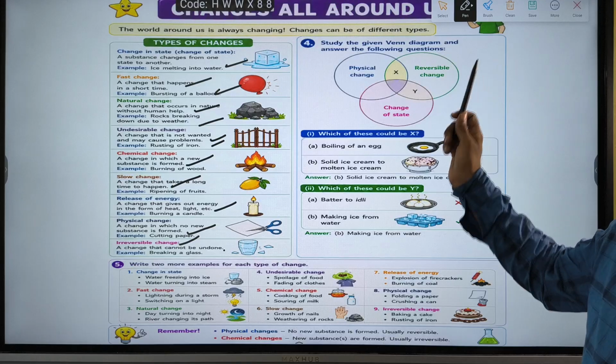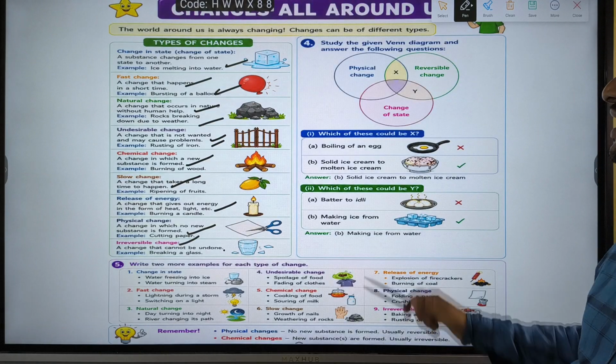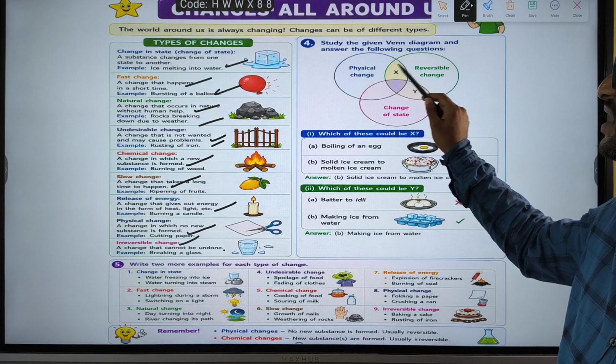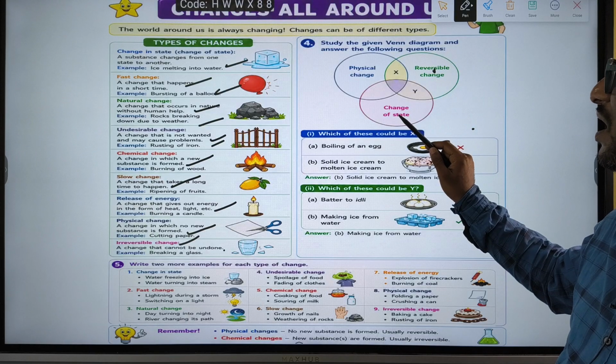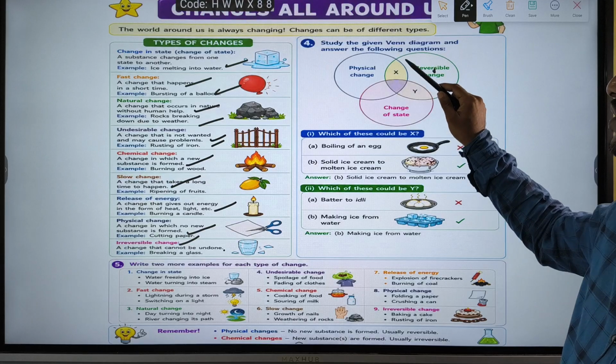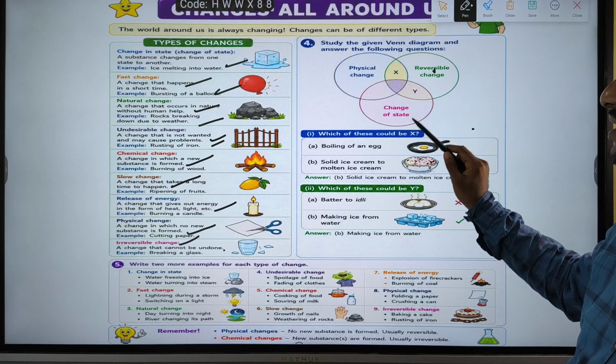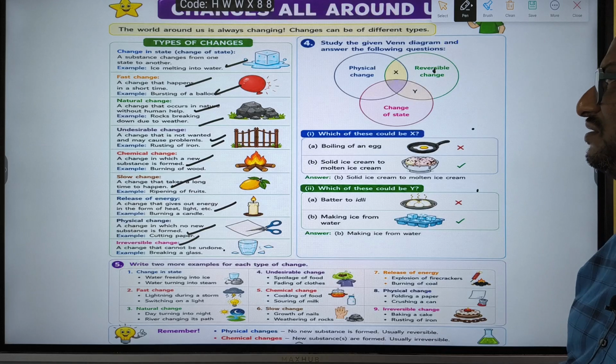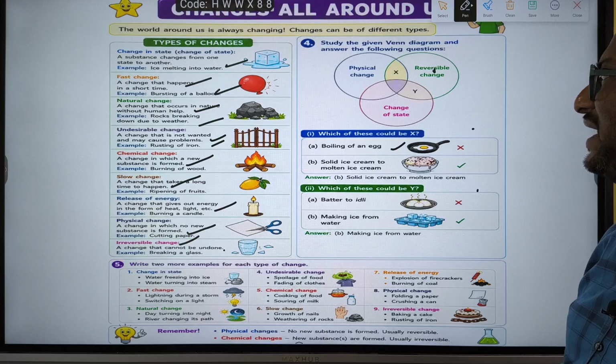Study the given Venn diagram and answer the following. X and Y. X belongs to both physical and reversible and also change of state. Y belongs to both reversible and change of state. Boiling of egg. Which of these could be X?